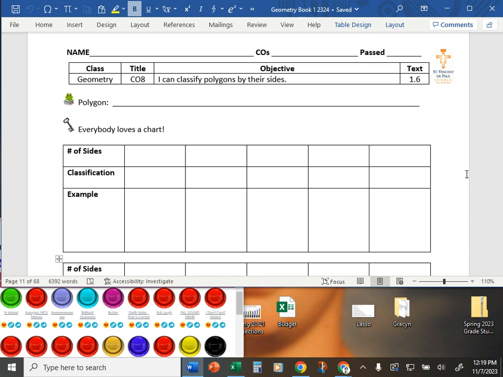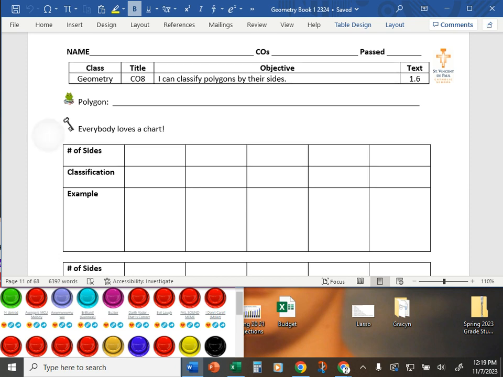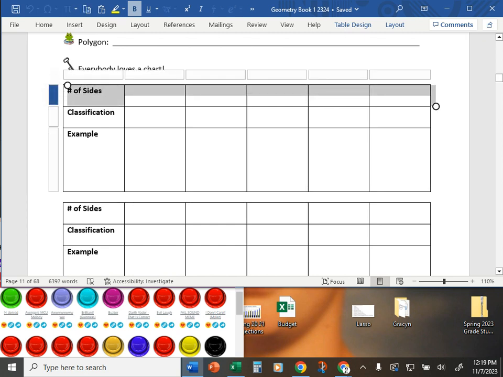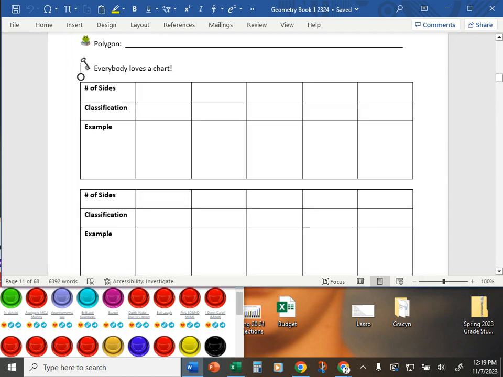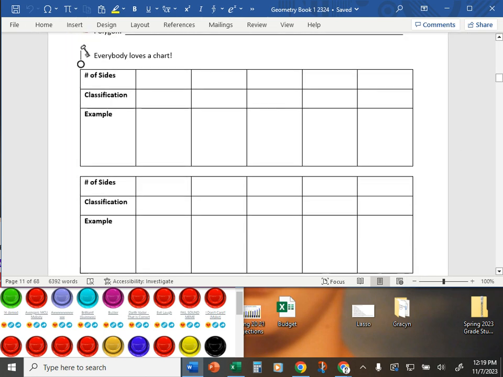CO8, which is what most people think about when they hear geometry. They think of shapes. That's all CO8 is about, just shapes. And we're going to focus on classifying polygons by their number of sides, talking about examples of them, things like that. And so my initial question to you, what is a polygon?